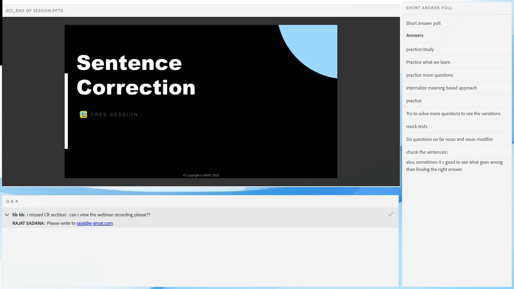So you saw the meaning-based approach, and I understand you all are very excited about it. But we don't go from 0 to 60 or 0 to 100 right off the bat. We need to build that approach to be able to apply it consistently so that our practice scores are good. So build the right foundation, take a look at the mock, take a look at the free trial, so that the meaning-based approach is solidified.